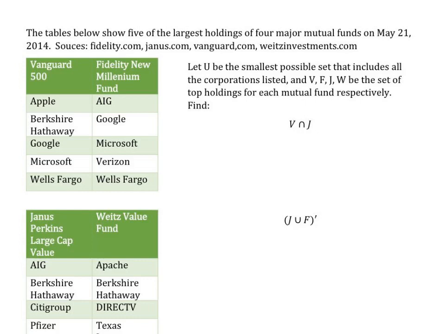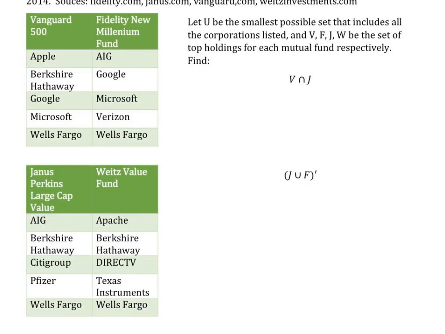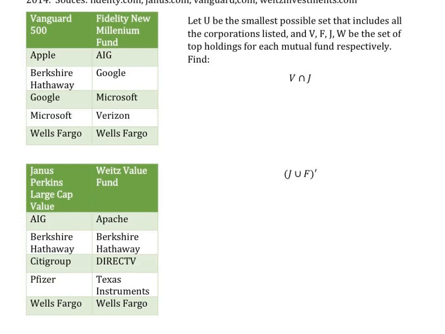So an application problem. The tables below show 5 of the largest holdings of 4 mutual funds on May 21st, 2014. We have Vanguard, Fidelity, Janus Perkins large cap value, and then the White's value fund. So it says, let U be the smallest possible set that includes all the corporations listed, and V, F, J, W be the set of the top holdings. So V is going to represent Vanguard, F is going to represent Fidelity, J will represent the Janus Perkins group, and then W will represent the White's value fund.